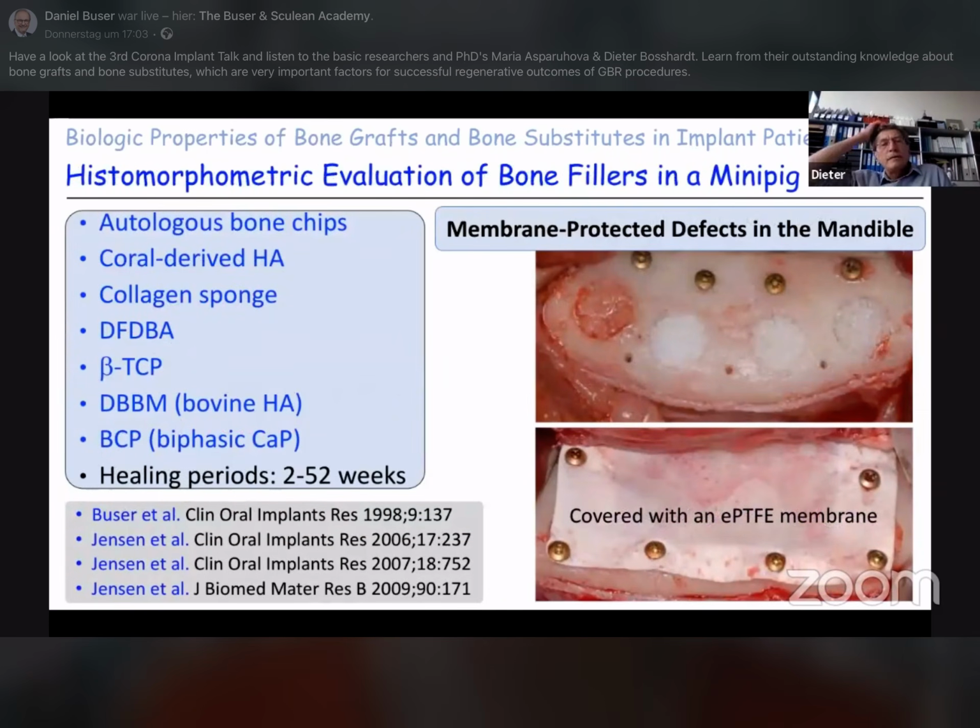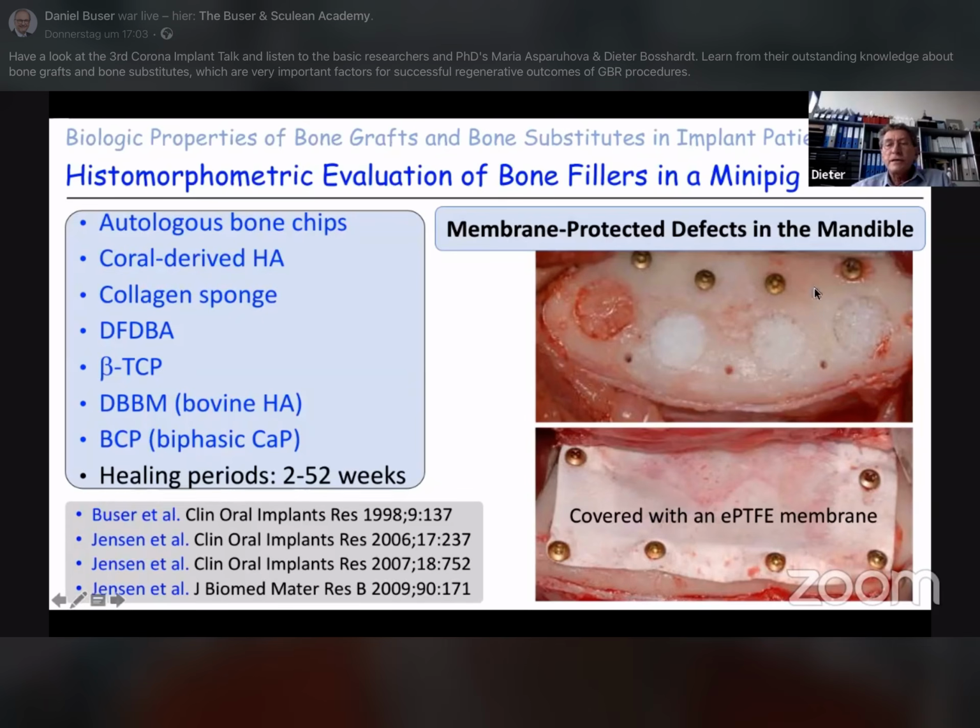And now an elegant model was initiated by Dani Buser, and a couple of papers followed later. This was in the mandible of the minipig. It was an extraoral access from outside of the oral cavity, and holes were drilled in the cortical bone. This was a cortical trabecular bone, and then the holes were filled with different types of bone fillers, including autogenous bone, coral-derived hydroxyapatite, collagen sponge, beta-TCP, that's beta-tricalcium phosphate, a synthetic material, or xenograft, that was the DBBM, BioOss, or a synthetic biphasic calcium phosphate like Straumann BoneCeramic in these studies. And the healing periods ranged from 1 to 52 weeks. We see that in a minute.